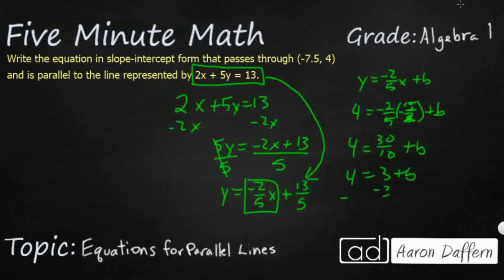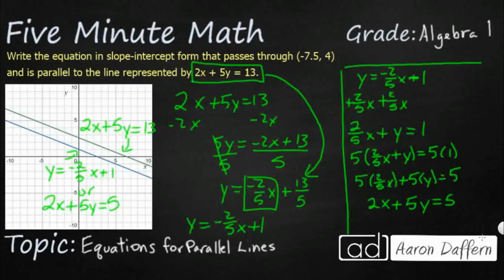Subtract 3 from both sides. So that's just going to be 1. All that work and b equals 1. So we could say y equals -2/5 x plus 1. Let's look at a graph. The blue line is the original, and our parallel line is down here, written in both standard and slope-intercept form.